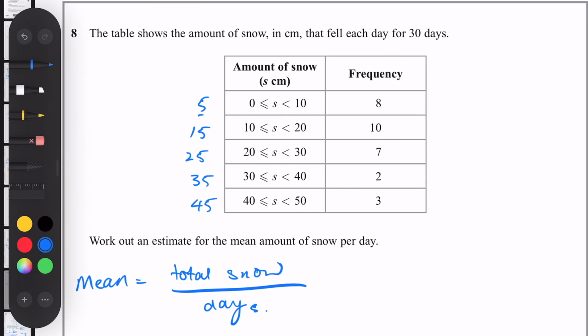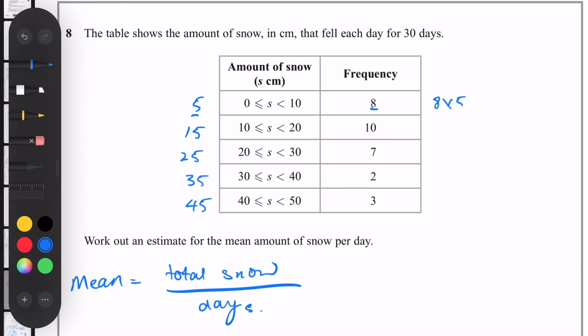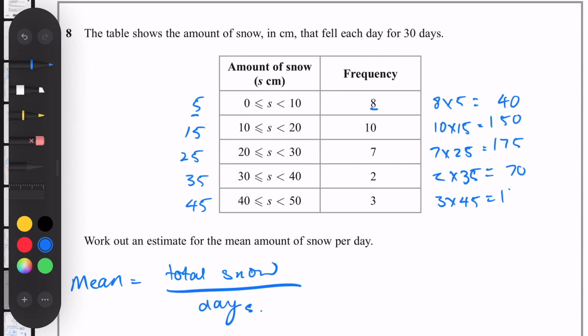I'm now going to work out how much it snowed by multiplying the frequency by the midpoint. So it's going to be 8 times 5 and 10 times 15, 7 times 25, 2 times 35, and 3 times 45. So that's 40, 150, 175, 70, and 135. And if you add them together, that tells you how much it snowed.